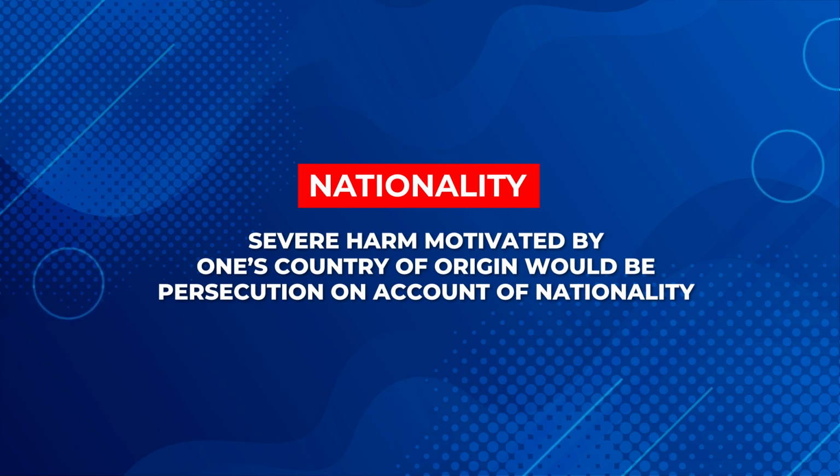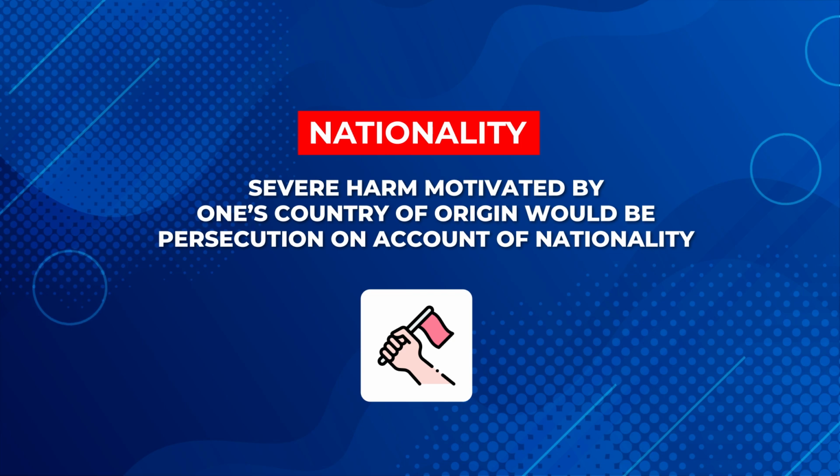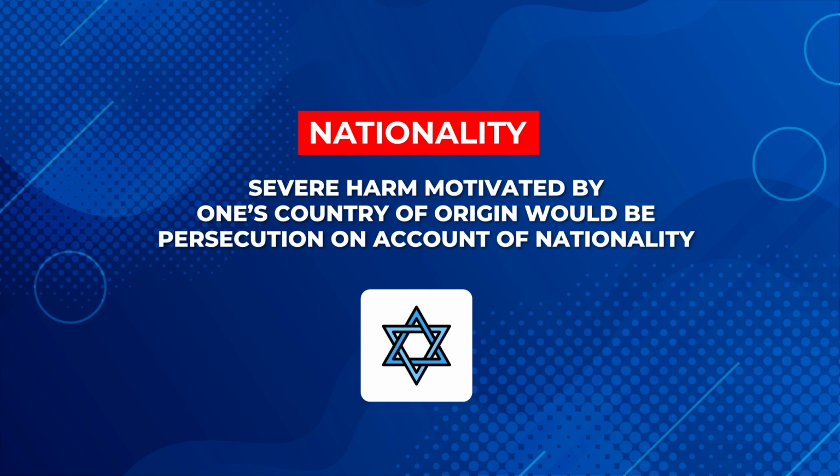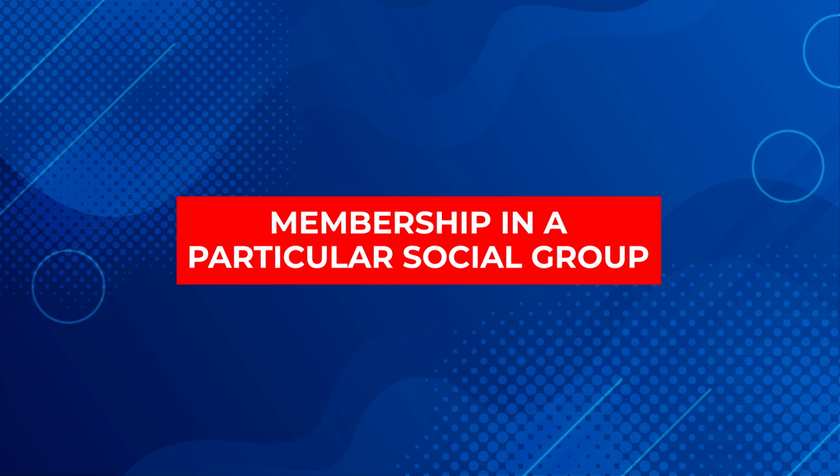We often see persecution on account of nationality in cases where immigrants are targeted by nationalist extremists. There can be overlap between race and nationality. For example, Jews are considered to be a racial group, and they were also viewed in the Soviet Union as a nationality. It was listed as a nationality on their passports. Okay, so what about membership in a particular social group?